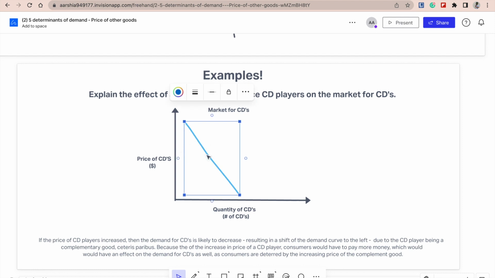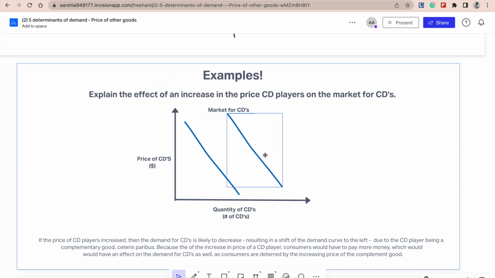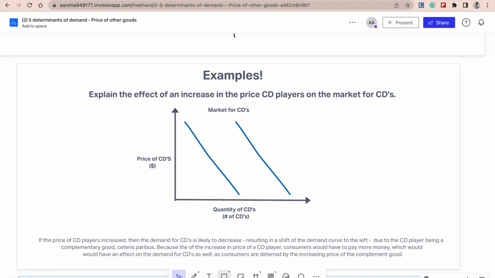So let's show that. We have two demand curves, and we need to show the shift. So the shift would be from here to here. So the demand curve shifts to the left. There you have it. But if you have to write this, then you would write, if the price of CD players increased, then the demand for CDs is likely to decrease, resulting in a shift of the demand curve to the left, due to the CD player being a complementary good, ceteris paribus.